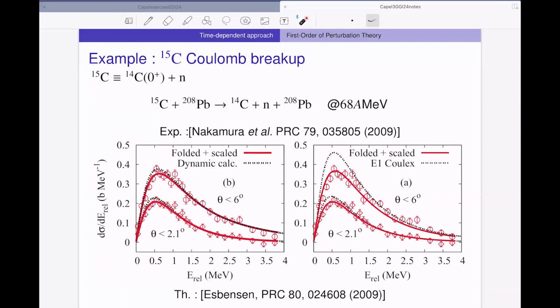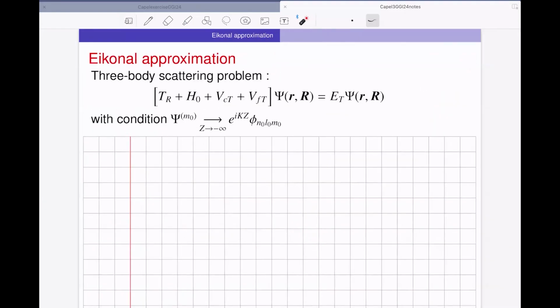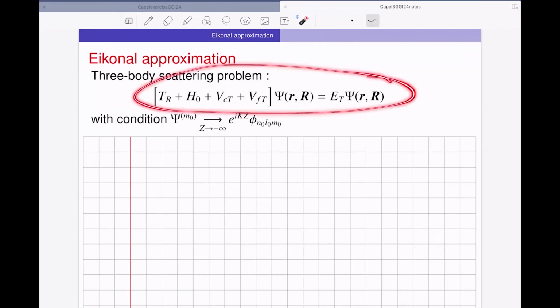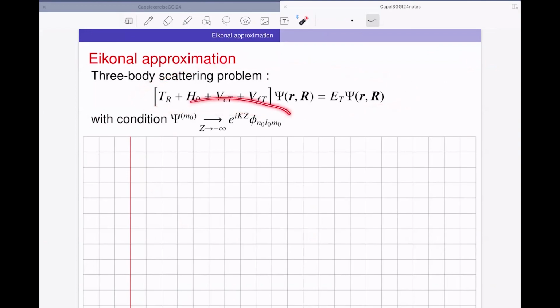And tomorrow we'll discuss more the details of these dynamical effects. And so the third approximation that I would like to discuss is the Eikonal approximation. This is a high energy approximation. This is the equation that we want to solve, and we want to solve that with the initial condition that the projectile is in its bound state and it's impinging on the target.